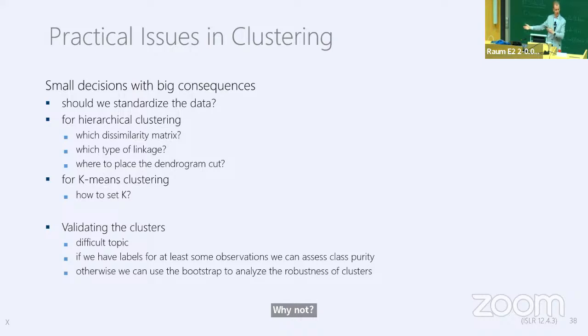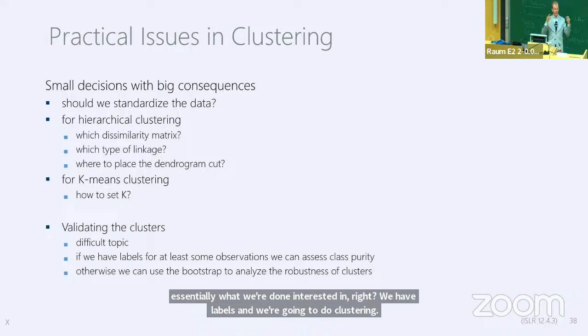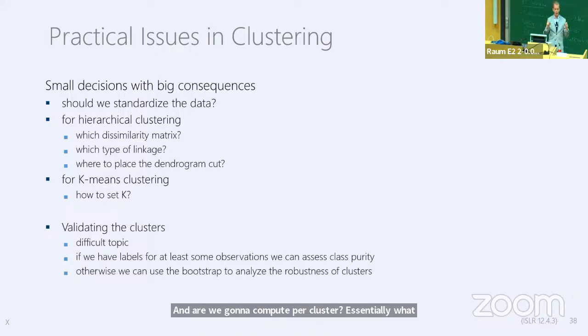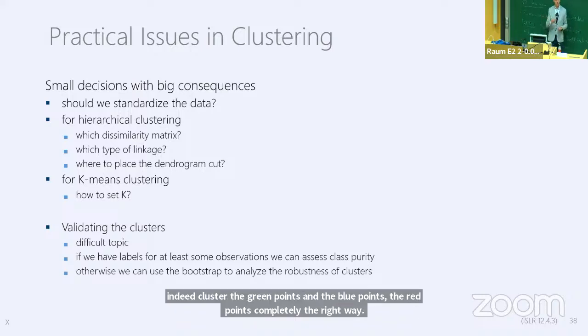So essentially what we're then interested in, right? We have labels, and we're going to do clustering, and now we're going to compute per cluster essentially what is the accuracy per cluster. So we have, did we indeed cluster the green points and the blue points, the red points completely the right way, right? So this is the red cluster, this is the blue, this is the green. Doesn't make sense.